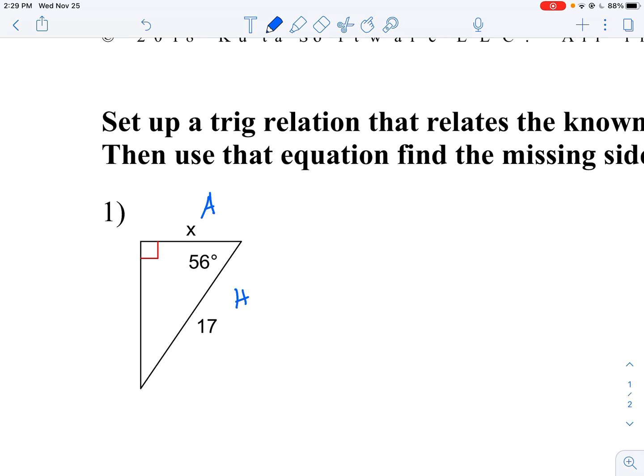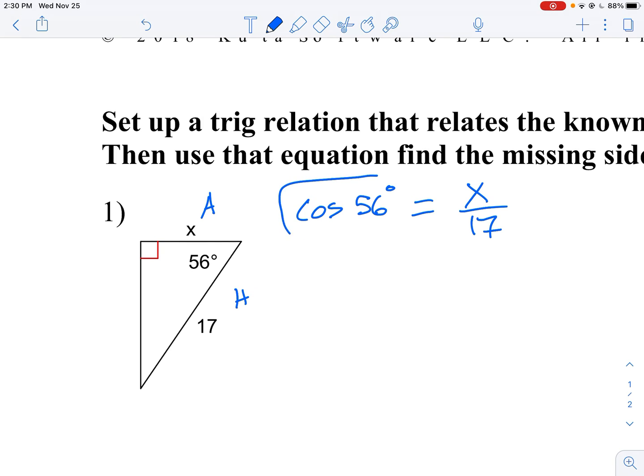You have to think about which trig function that is. Go ahead and say aloud, which trig function is it? Hopefully you said cosine, because it's cosine. So I know cosine of my angle, and I'm not going to put theta here. I'm going to put the actual angle, 56 degrees, is adjacent over hypotenuse, so it's going to be x over 17, my hypotenuse. And now I have an equation.